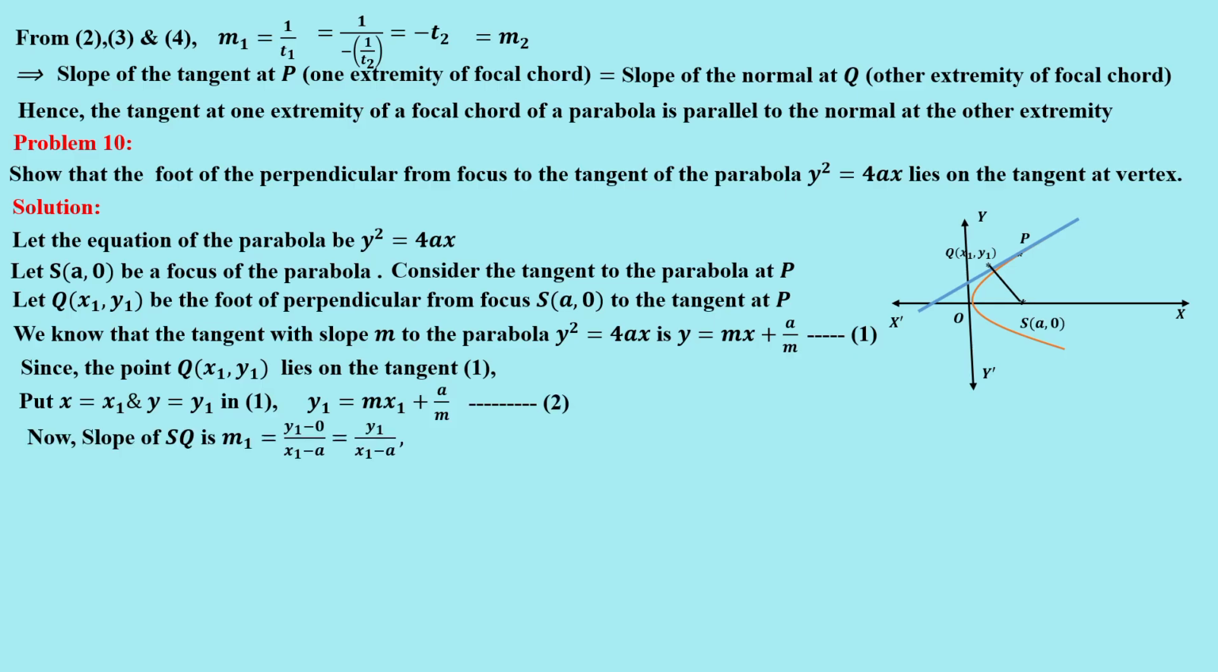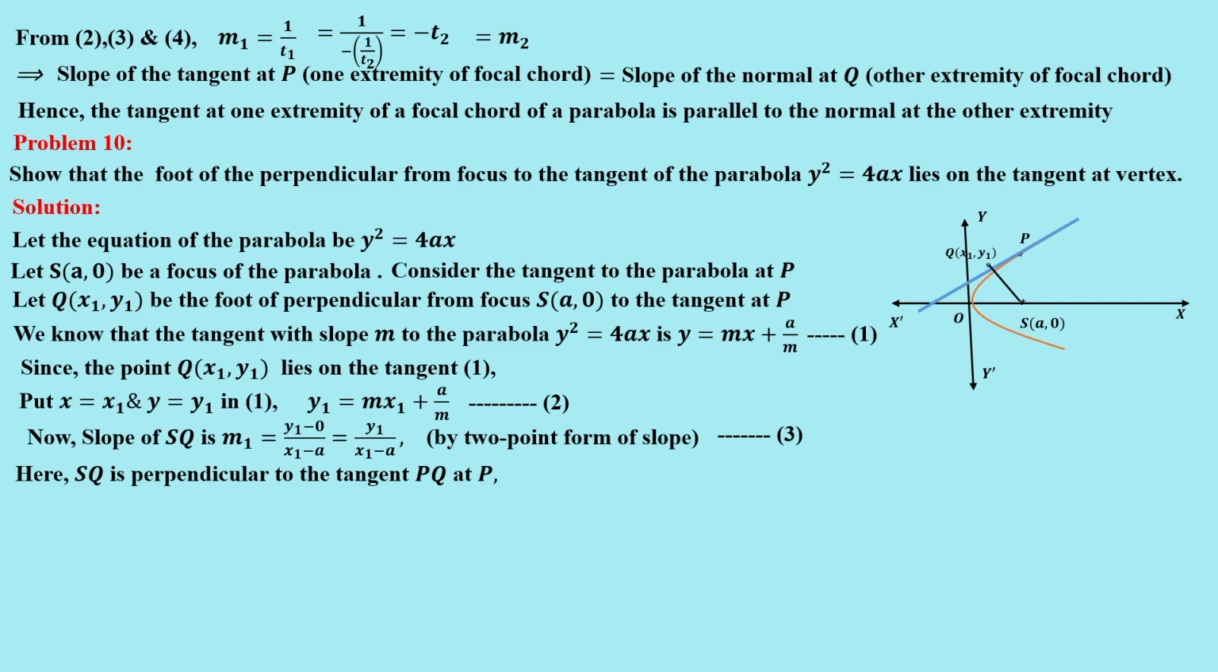Now the slope of SQ. Using the two-point form of the slope, the first point is (a, 0) and the second point is Q (x1, y1). Using y2 minus y1 over x2 minus x1, we get y1 minus 0 by x1 minus a, that is y1 by x1 minus a. That is equation number 3. Now SQ is perpendicular to the tangent PQ.